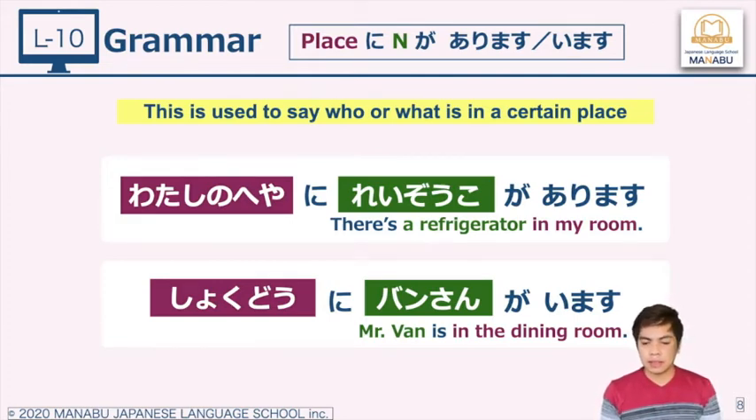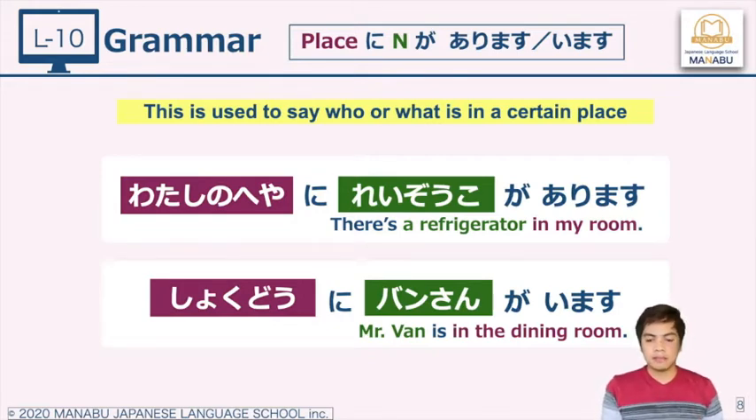For example, let's start with the verb arimasu. Watashi no heya ni reizouko ga arimasu. So the place of existence is watashi no heya. So it means my room. Watashi no heya. Then the particle ni. Then the object present is reizouko, refrigerator. Then the particle ga. And the verb arimasu. So there is a refrigerator in my room. Watashi no heya ni reizouko ga arimasu.